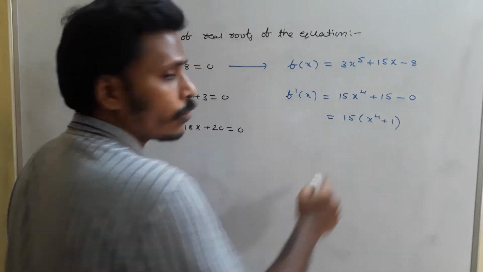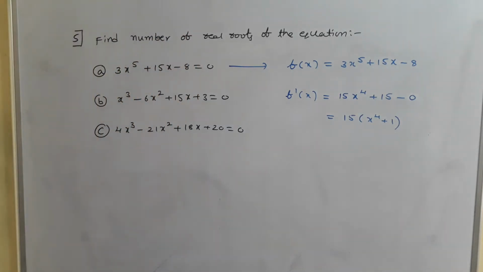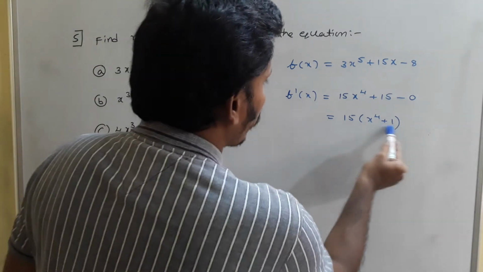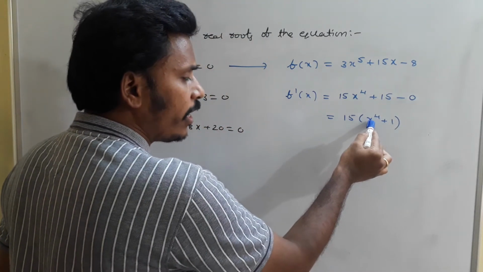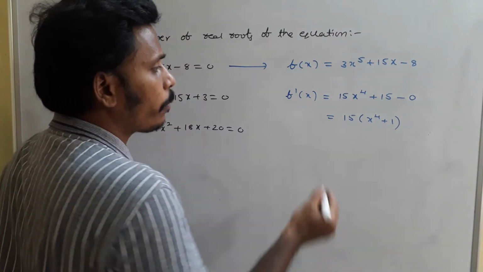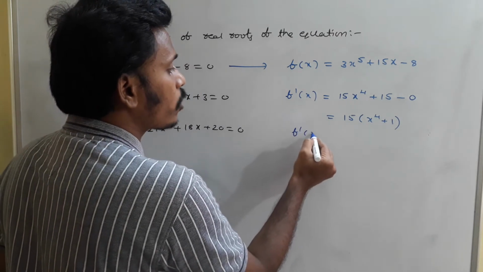X power 4 plus 1 can never be 0. This is always a positive thing, right? See, 15 times x power 4 plus 1, this is always positive. For any real x, this is never 0. So that means f dash of x has no roots.